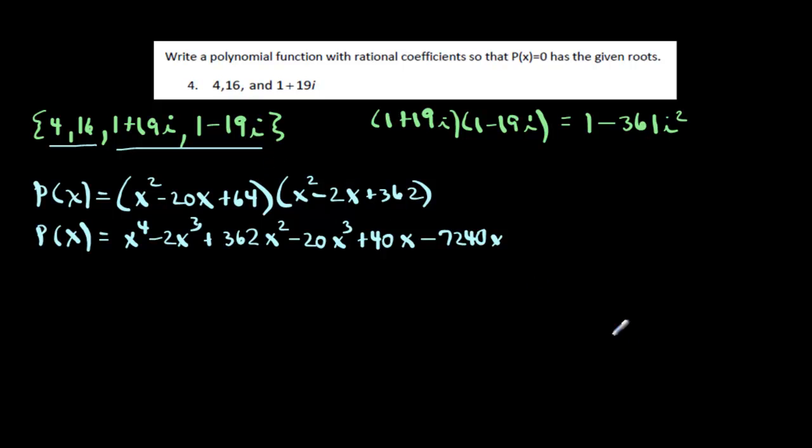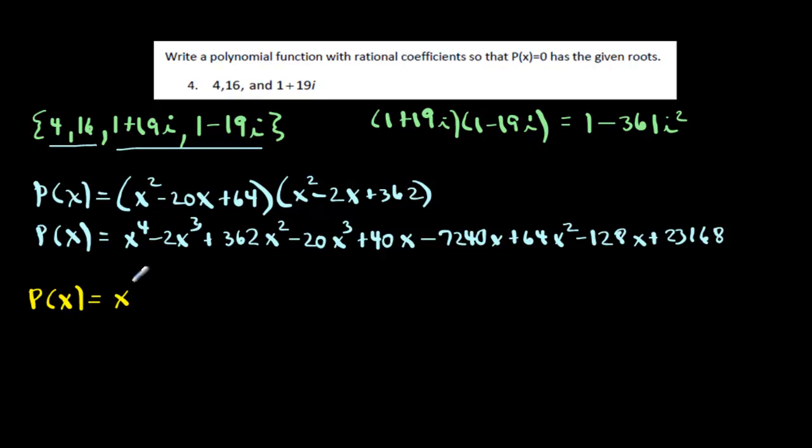Then we do 64 times x squared. Get 64x squared. 64 times negative 2x. 64 times 2 is 128, so negative 128x. And then 64 times 362 is 23,168. Crazy numbers. Alright, so let's add what we can and then we'll be finished.